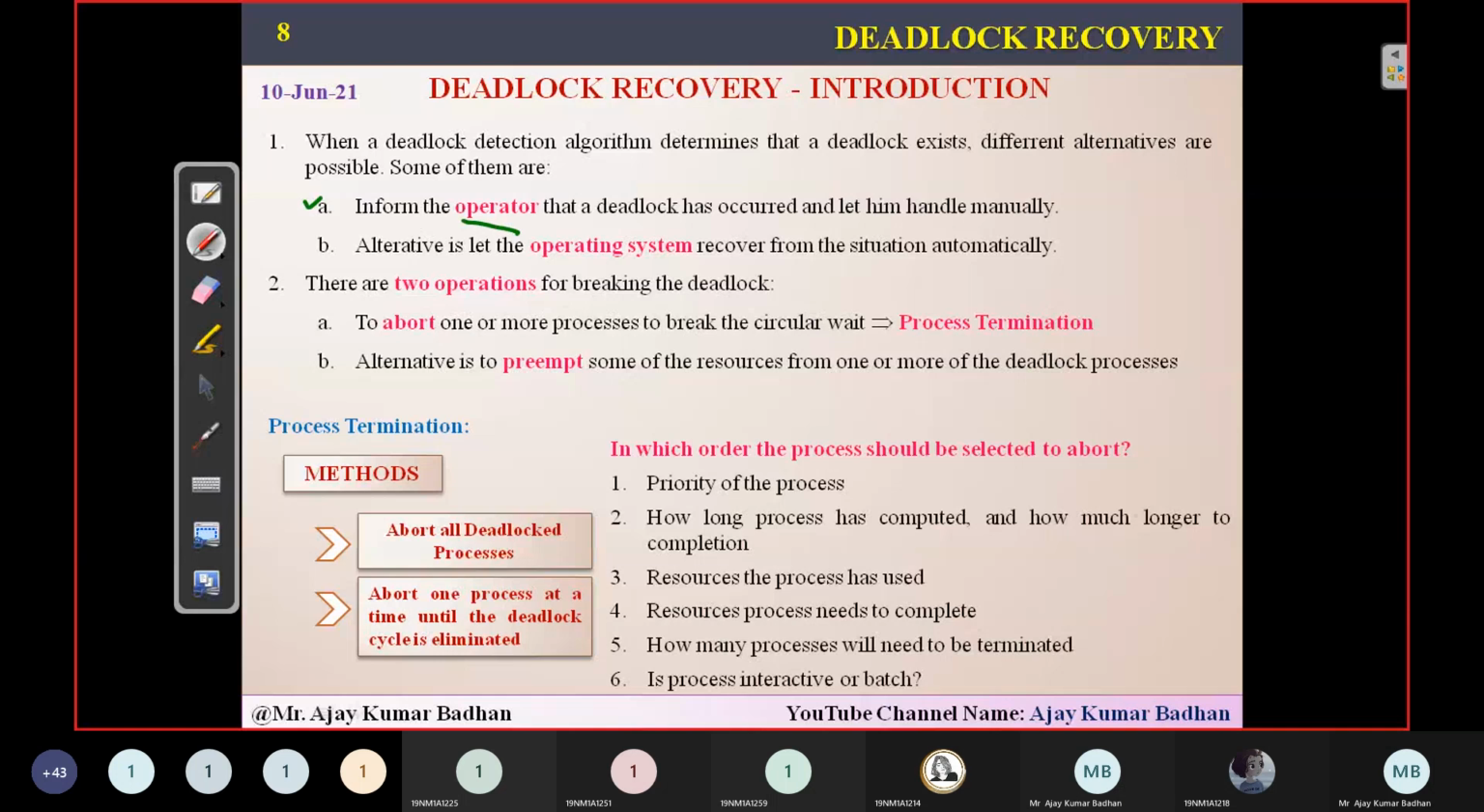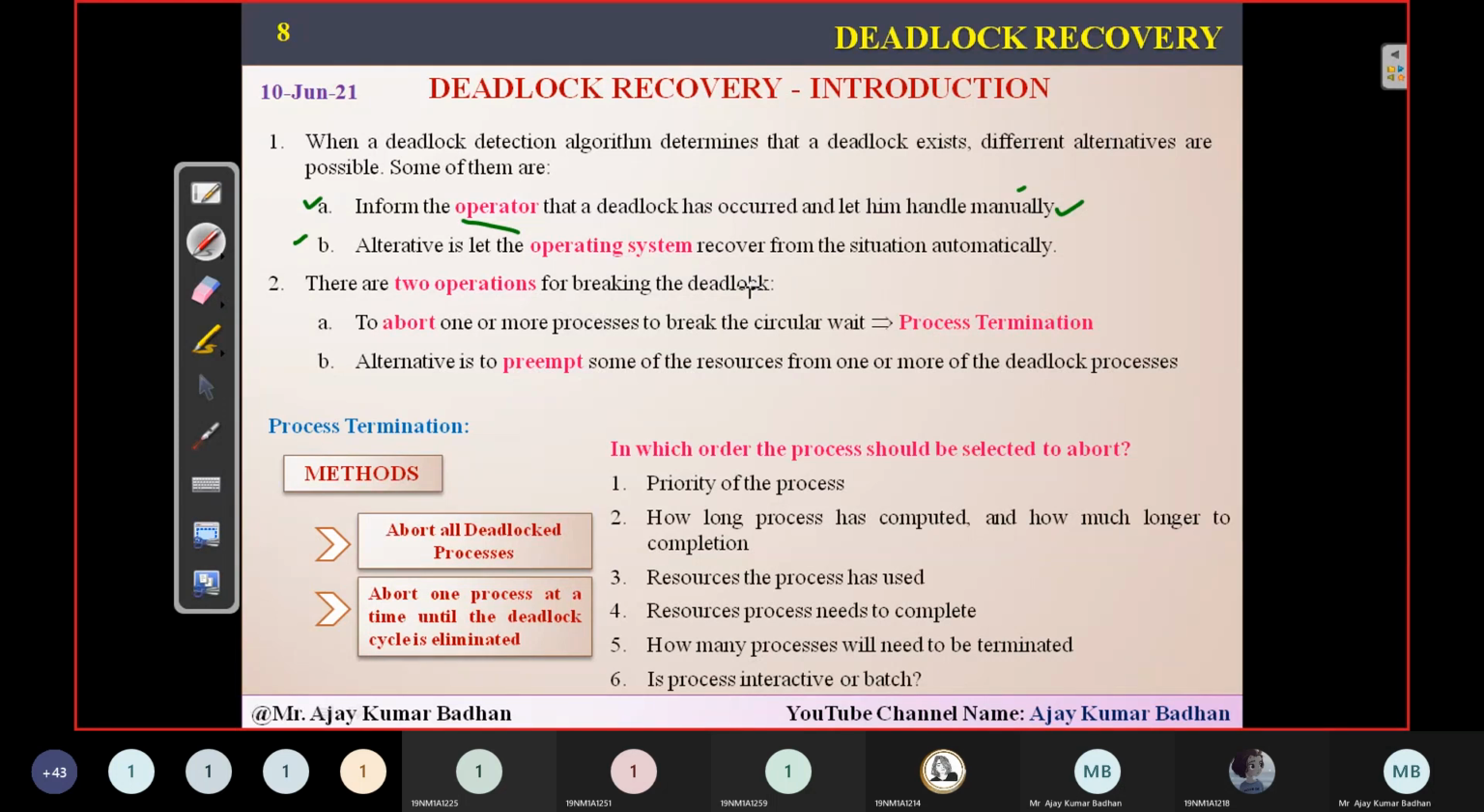First alternative is we can inform the operator who is working on that system that the deadlock has taken place, and you try to remove that deadlock manually. Whoever is operating on that system will be informed that there is a deadlock in your system, and you please try to remove it. How can he do it? Manually, by writing some code or something like that. If that is not the alternative, you can use another alternative here. What is that? We can make the operating system recover this system automatically. We will leave this situation to the system. We will not inform the operator. We will leave this onto the operating system itself to recover from this particular situation.